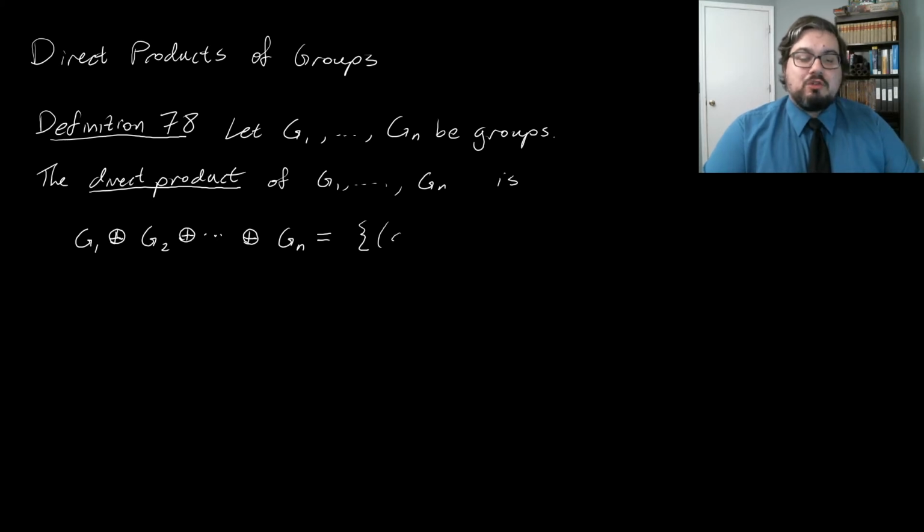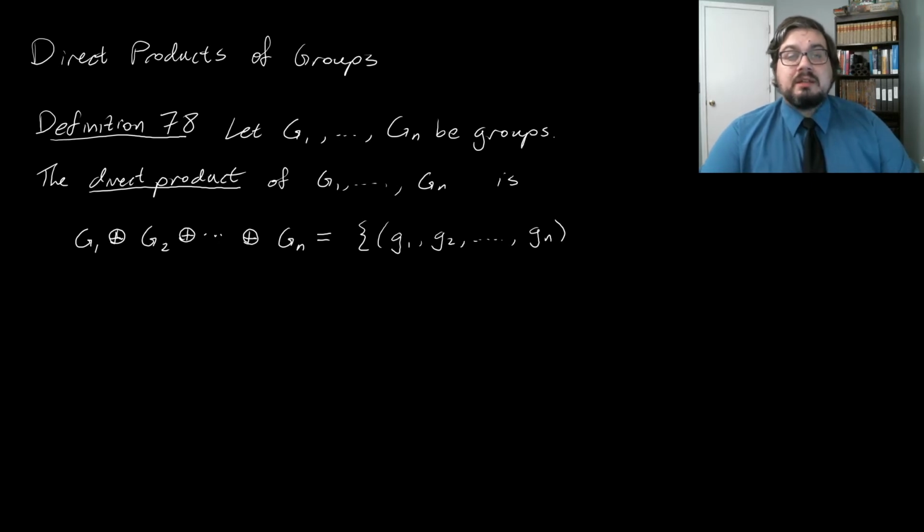So it's going to turn out that this is a group, but in order to work with it, I first need to tell you what the elements of it are. The elements of the direct product are ordered tuples, one for each copy of G, the set of all possible ordered tuples where the ith component comes from the ith group. For instance, if there are two groups, G1 and G2, then their direct product will be the ordered pair consisting of an element from the first group in the first coordinate and an element from the second group in the second coordinate. You may have seen this construction before on the level of sets. As a set, the direct product of groups is the Cartesian product of their underlying sets.